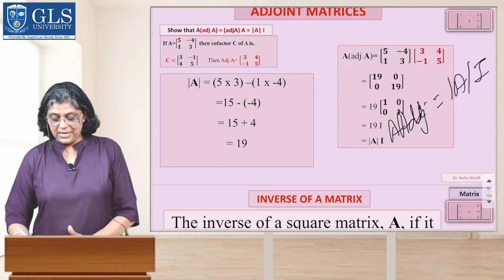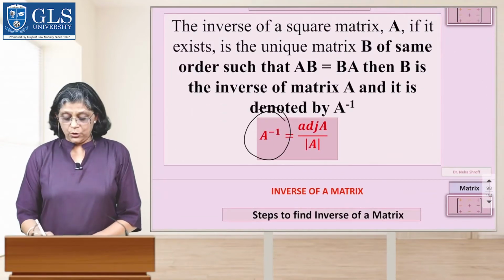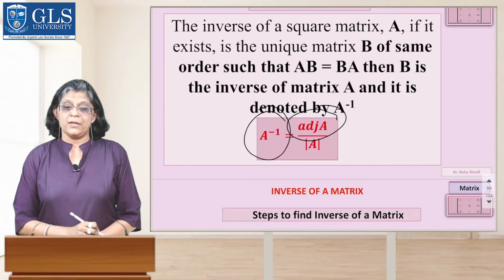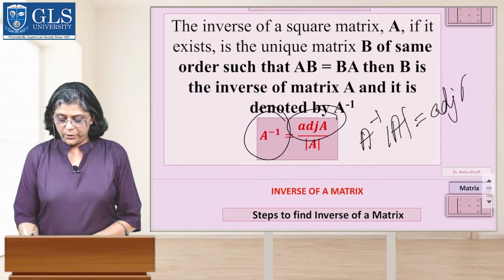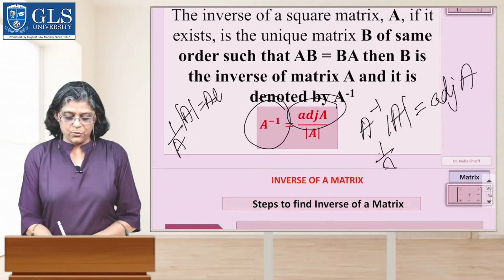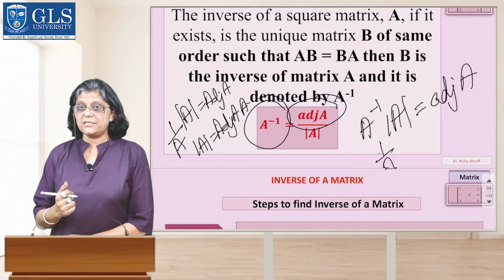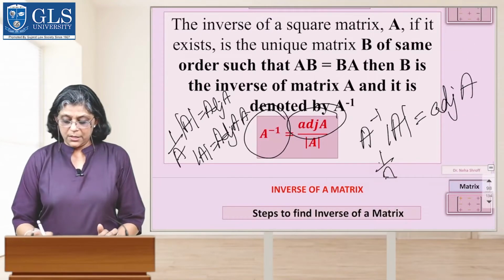So what I will say, A inverse निकालना है, तो it is determinant denominator में, adjoint ऊपर. Clear? If I say A inverse into determinant A is equal to adjoint A. Now what is A inverse? A inverse is nothing but 1 upon determinant A into adjoint A. Understand or not?